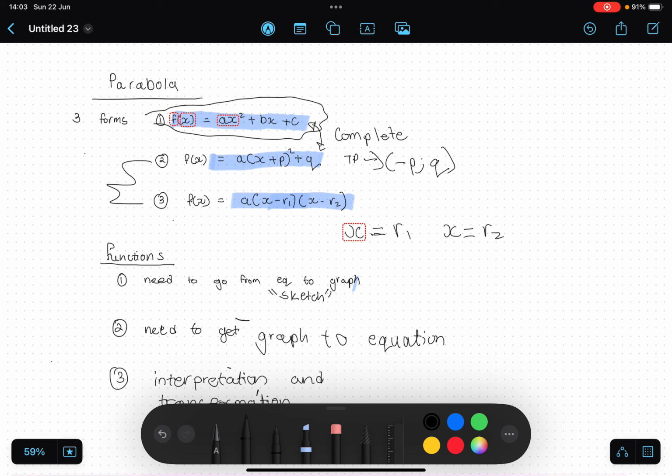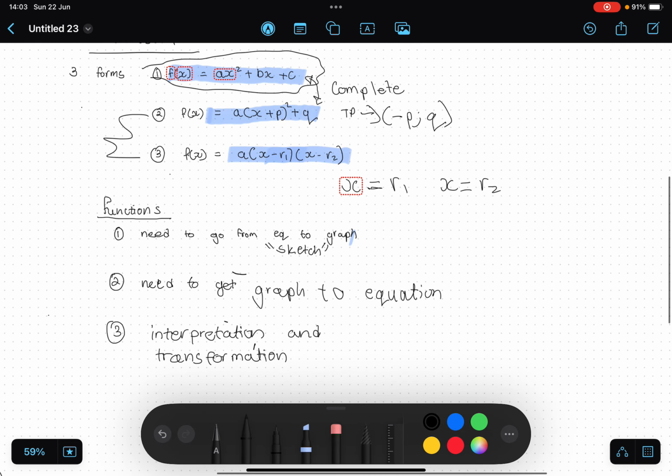Okay, so let's start with the first part. There are 3 things that you need to basically do with these functions. You need to be able to go from the equation to the graph, which is sketching. Okay, so that's the first thing here, number 1. Number 2 is you need to get the graph and go to an equation. So basically you'll be given the graph and they will ask you for the equation of the parabola. Number 3 is interpretation and transformations of parabolas.